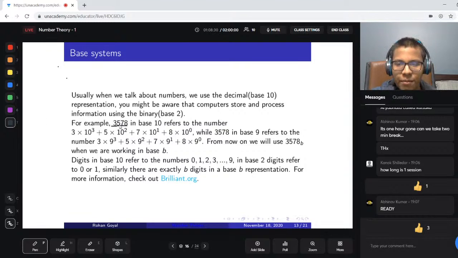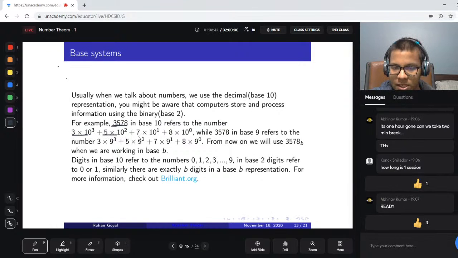So when you say a number is, for example, 3578, you're basically saying the number is 3 into 1000 plus 5 into 100 plus 7 into 10 plus 8 into 1. This is why it's called a base 10 system, or a decimal system, because we are using base 10. But you can also use any other base. You can use base 9. So if you say 3578 in base 9, that's saying 3 into 9 cube plus 5 into 9 square plus 7 into 9 to the 1 plus 8 into 1, sorry, my bad.